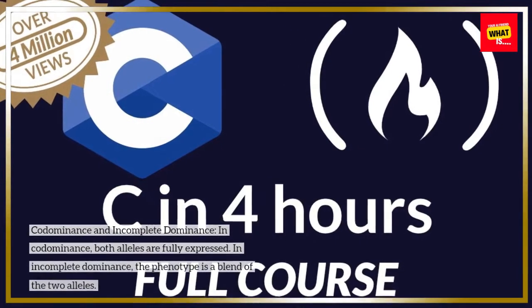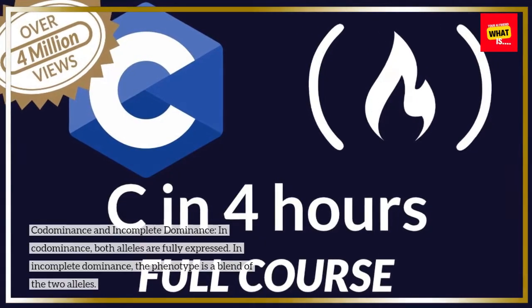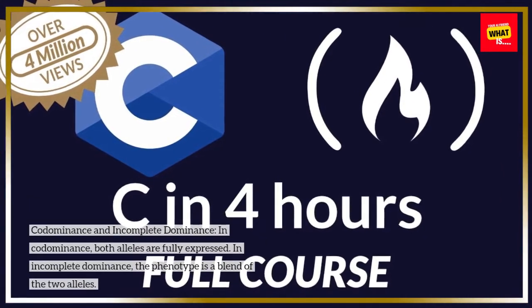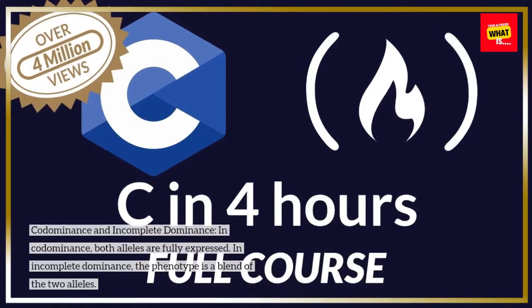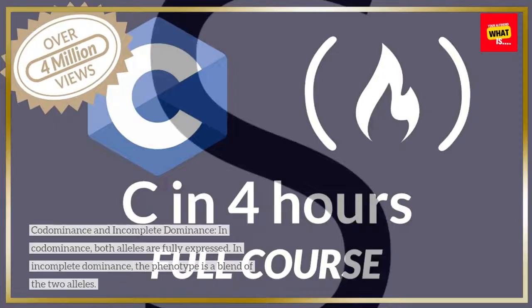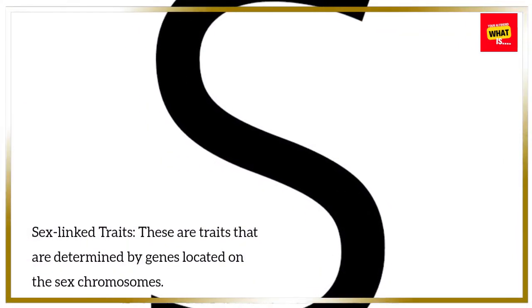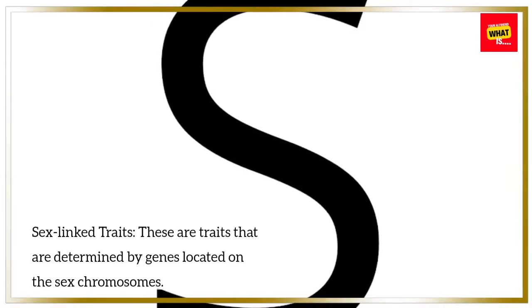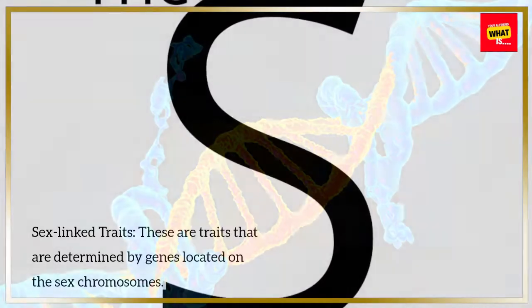Codominance and incomplete dominance. In codominance, both alleles are fully expressed. In incomplete dominance, the phenotype is a blend of the two alleles. Sex-linked traits. These are traits that are determined by genes located on the sex chromosomes.